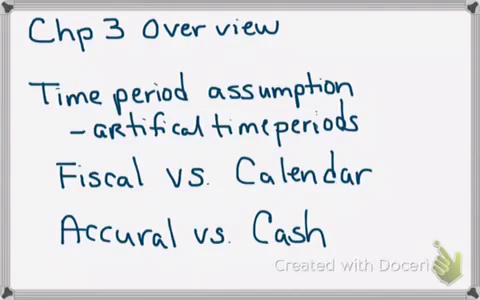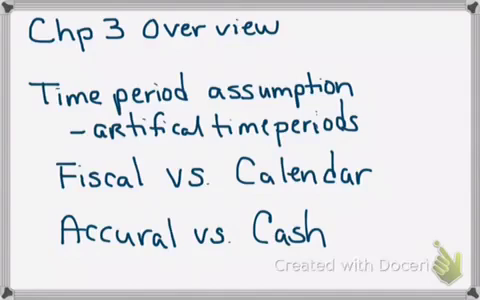An artificial time period could be a year, it could be a month, it could be a quarter, it could be a week. It's just time periods that we put into place to help us. The most common time period that we look at is a year period.